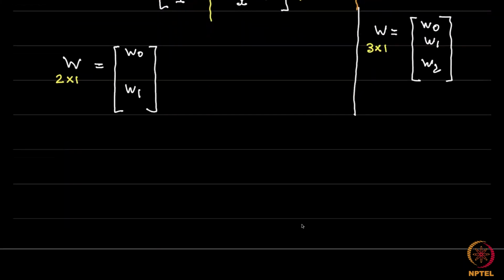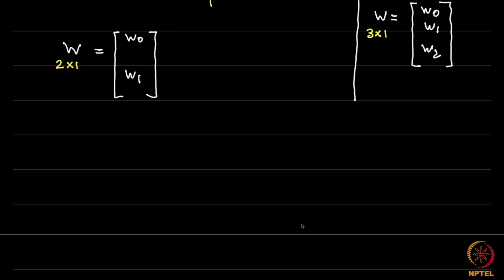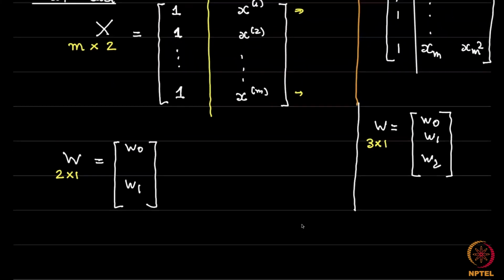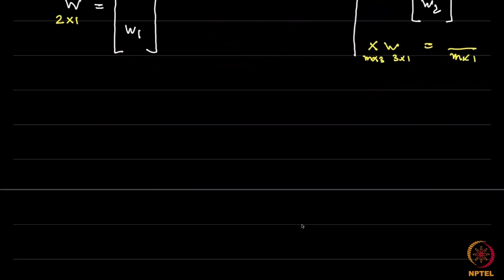So I'm going to ask a simple question. You can see that at the very least, just by comparing the sizes, you can always do an operation like X times W, because this is m cross 2, this is 2 cross 1. This has to be some matrix which will have size m cross 1. Similarly, here XW will be m cross 3 and 3 cross 1. This will have some matrix which is going to have size again m cross 1. Okay, so let's now look at what this matrix XW is.